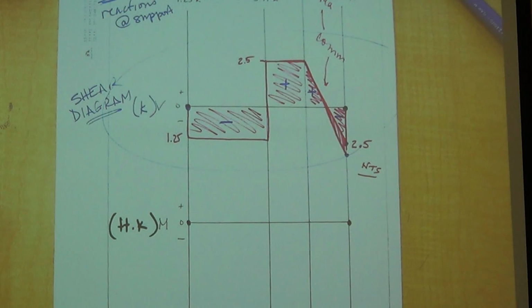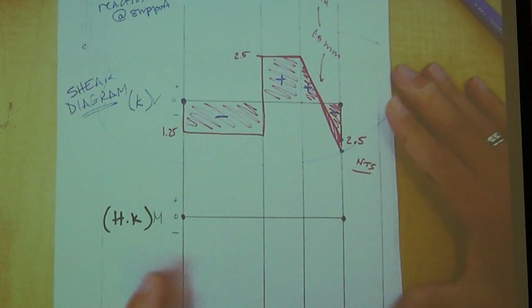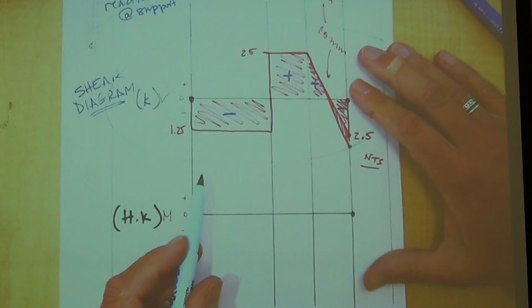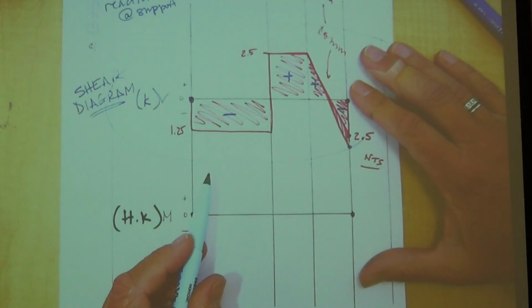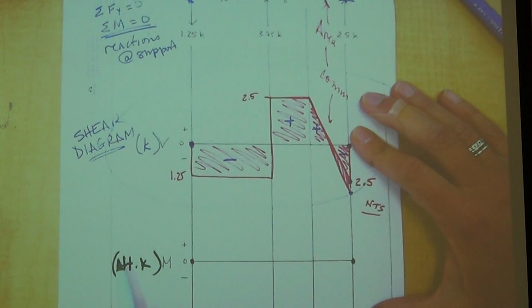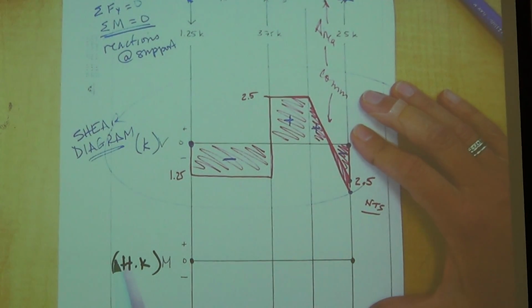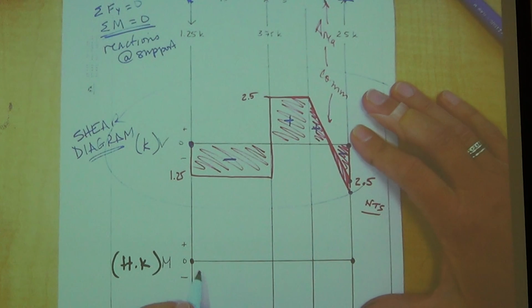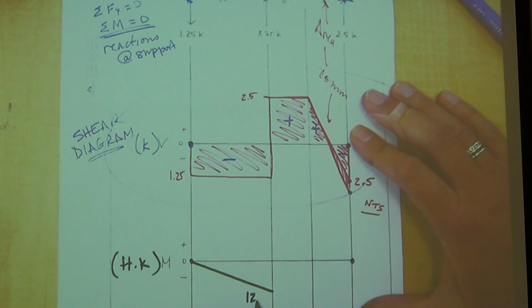Okay, so what happens in the first section? I don't know the distance. That would be helpful. Oh, I can look at my sheet. What does it say? 10. 10 times 1.25, which is 12.5. And what do I do? You're going to have a slope going down. Right. And I'm going to go to 12.5.